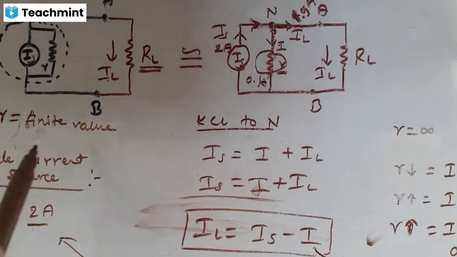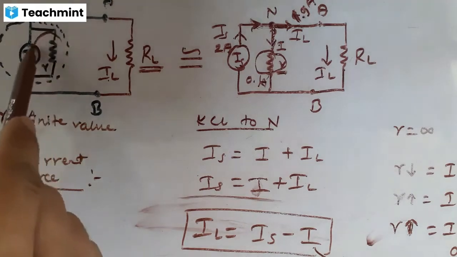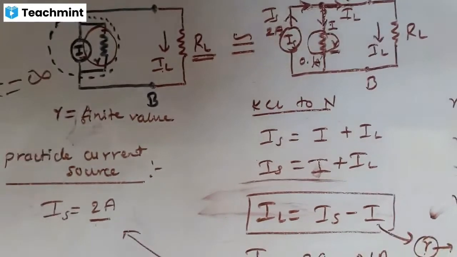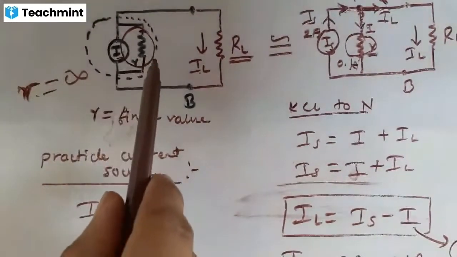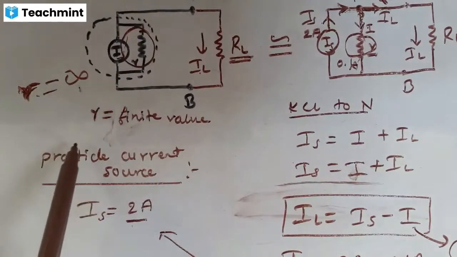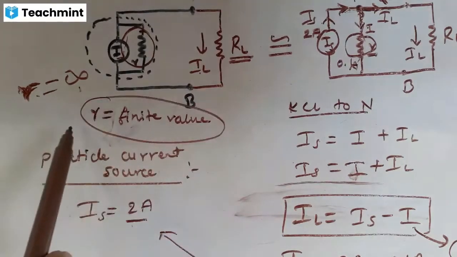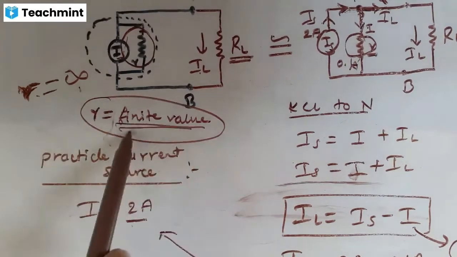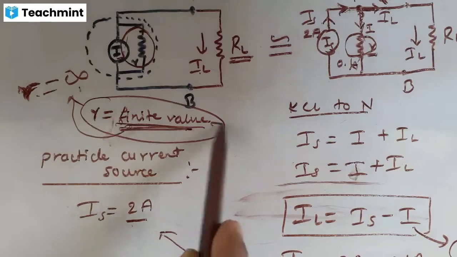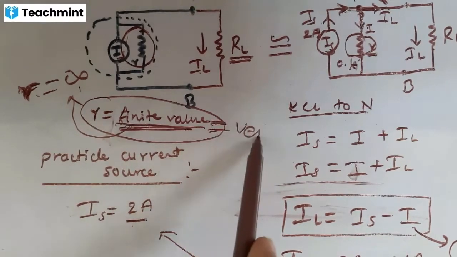For example, in an ideal current source, we have R equal to what? Infinite. R value is infinite, isn't it? In this ideal case, this R has infinite value. In a practical case, I told you it has some finite value. We have to take this finite value so that it approaches infinite. That means R should be, in a practical case, very high.